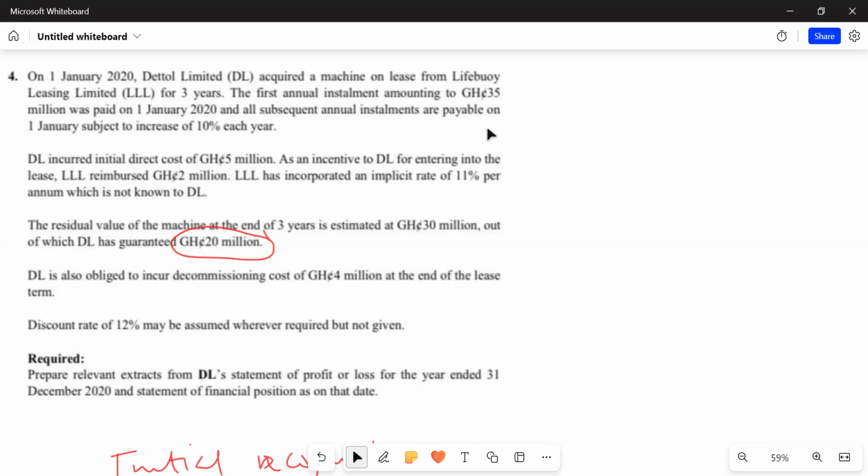So what do we do? We have to be increasing the present value at the end of every year so that at the end of the third year, we have our 4 million. So that is what we are calling the unwinding. So at the end of every year, you increase the balance on the provision account.